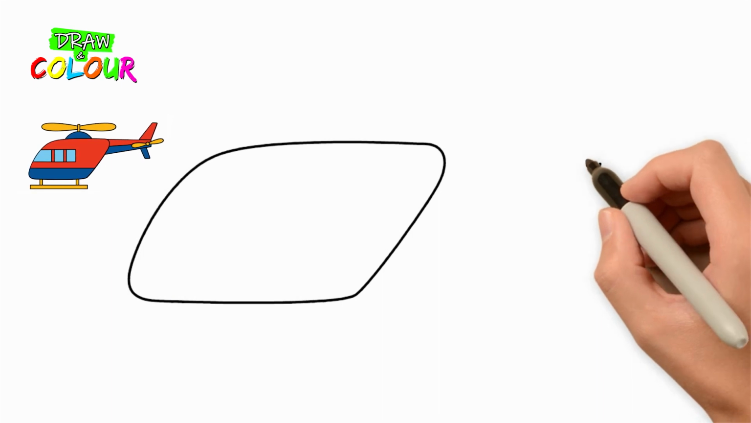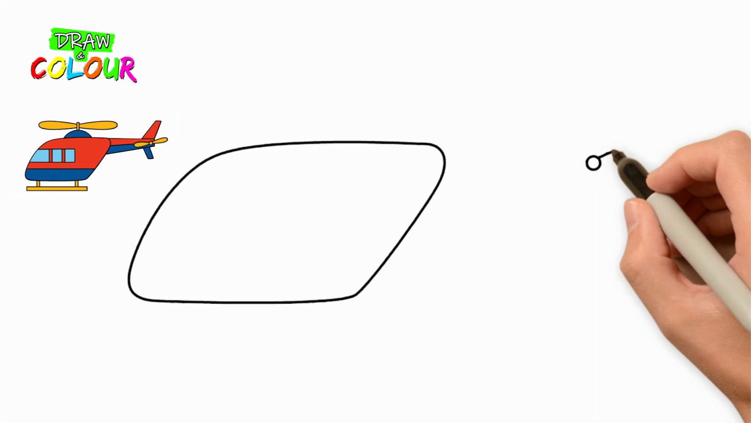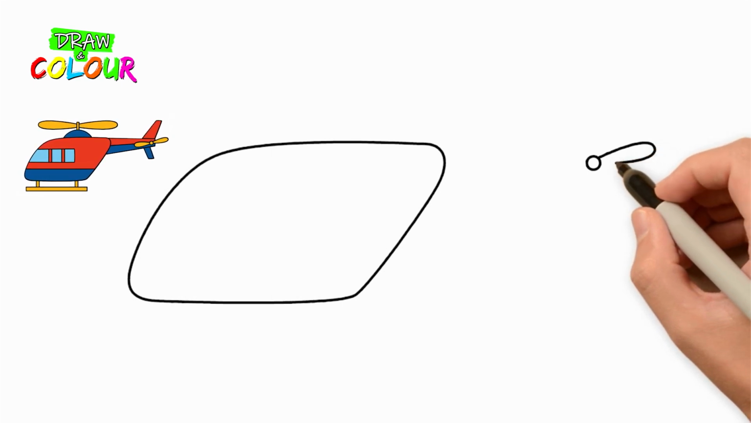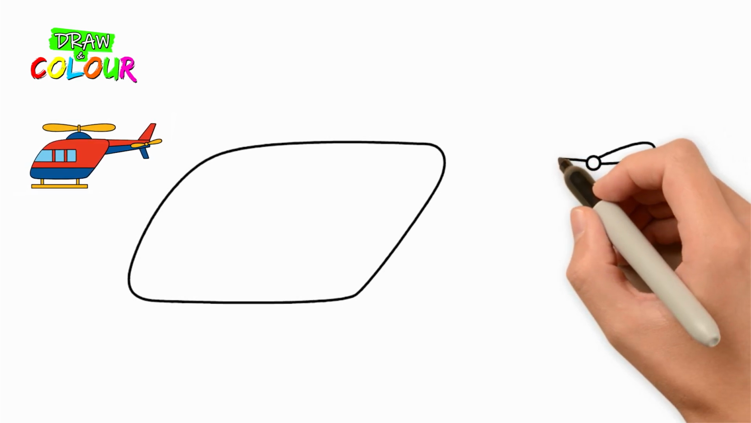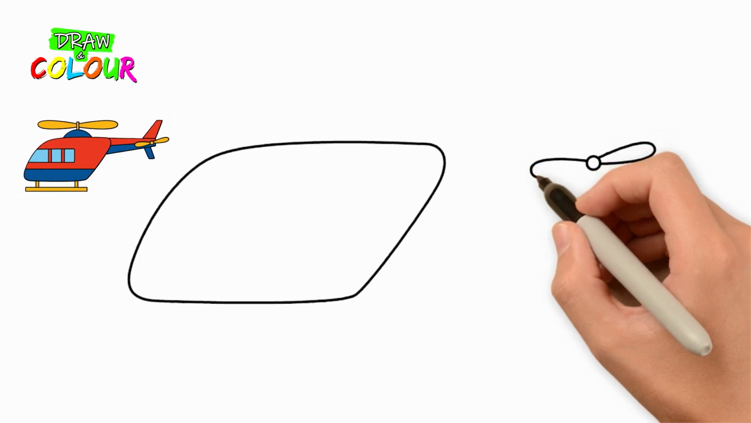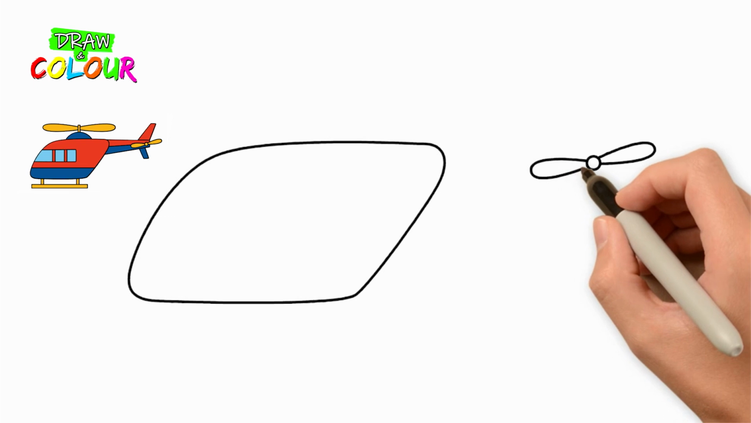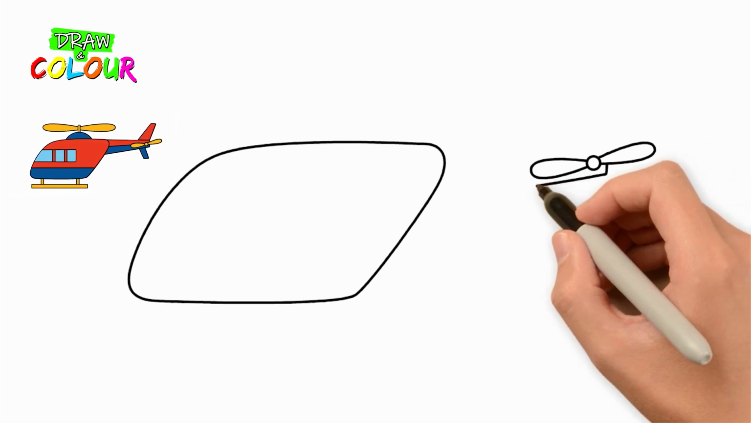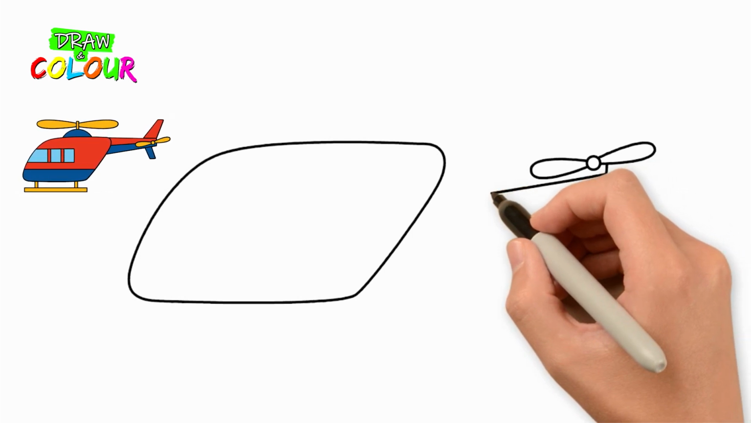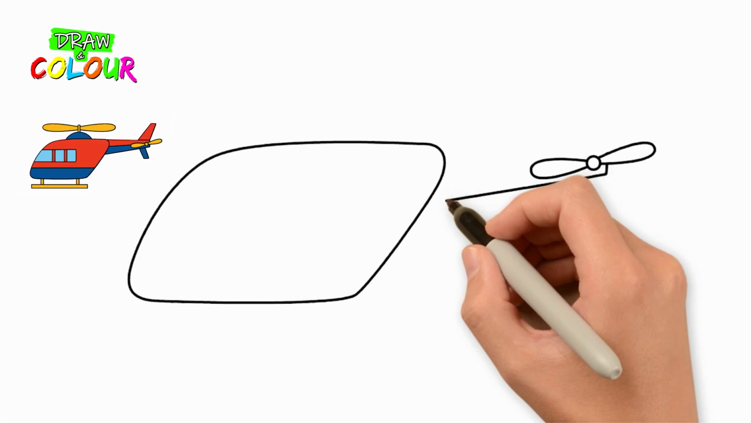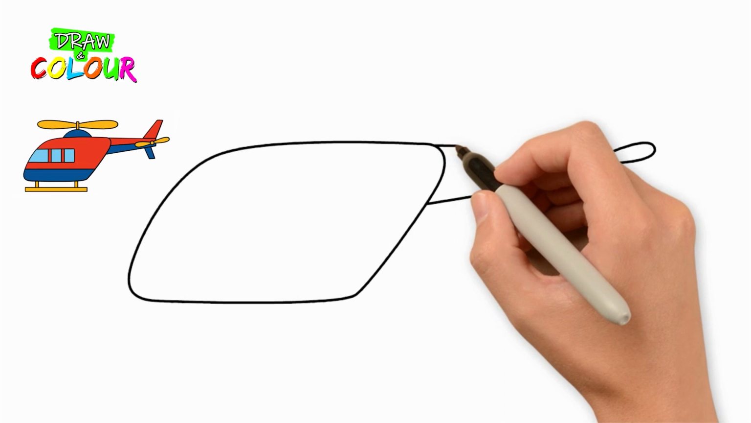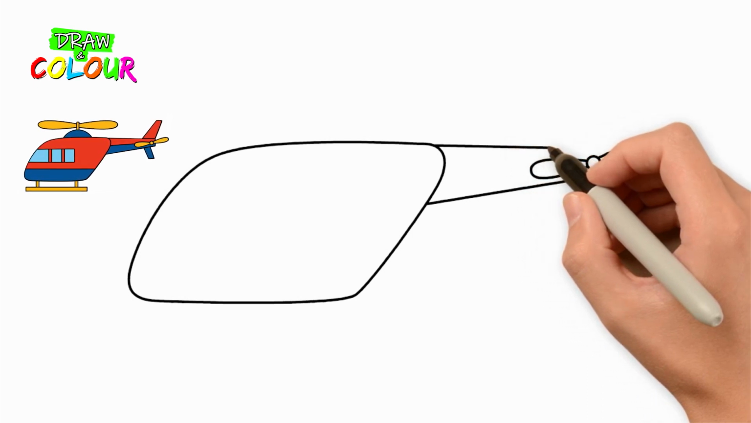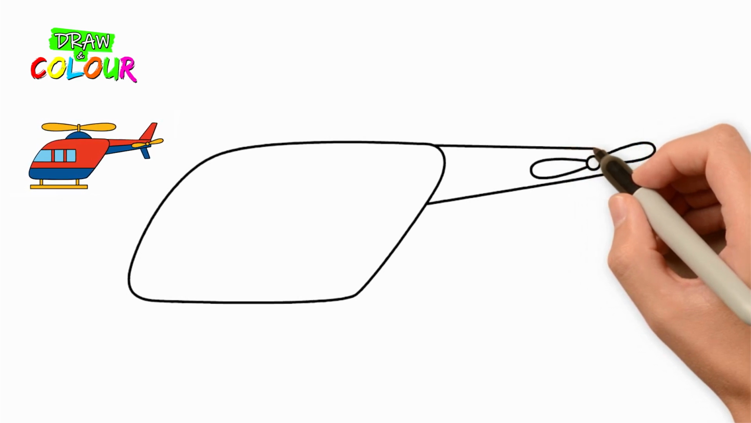Draw a small circle, 2 propellers, then the tail of the helicopter with a small vertical line, a diagonal line, a horizontal line, and a small vertical line.